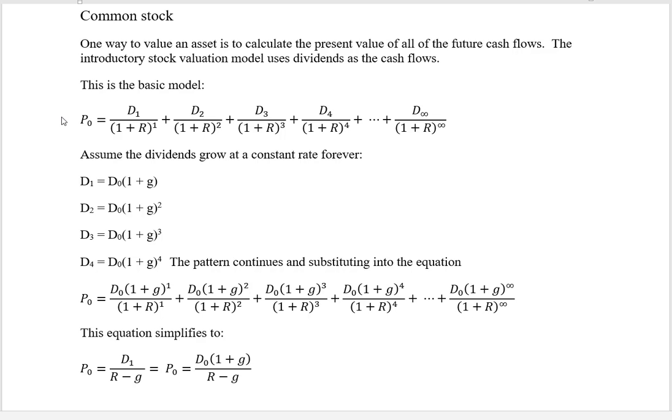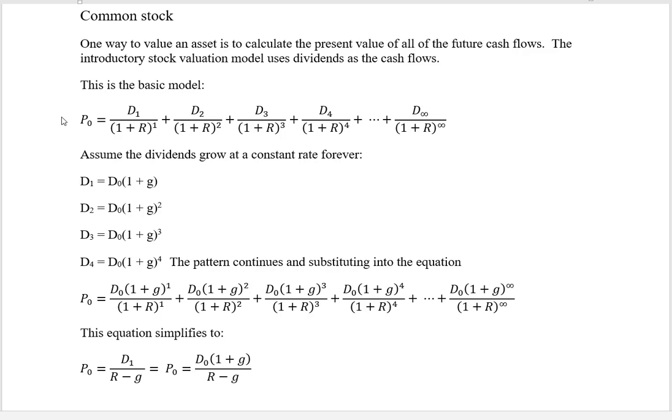We're going to assume that the dividends grow at a constant rate and that they will grow at this rate forever. So D1 is equal to D0 times 1 plus G, where G is the growth rate. D2 is equal to D0 times 1 plus G squared, and on like that. So you can see the pattern continues, and then I'm going to substitute it into that first equation, and I have D0 times 1 plus G to the first power divided by 1 plus R raised to the first power. And it goes on forever.